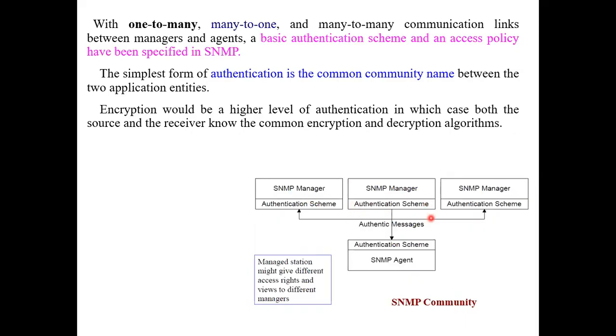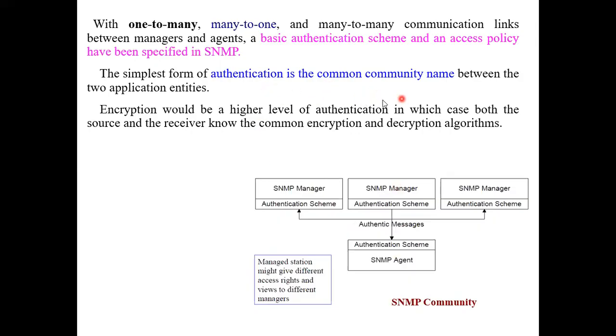So how are we doing that? We have not kept any password, encryption, decryption, or key. We have seen we have only those 5 messages. So the simplest form of authentication is the common community name between the two application entities. So I will put the agent and this manager 1 in one community. If manager 2 belongs to a different community, for that set of data the agent will not give that data to manager 2.